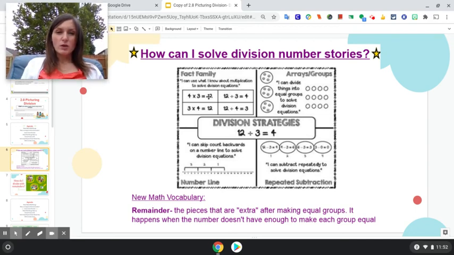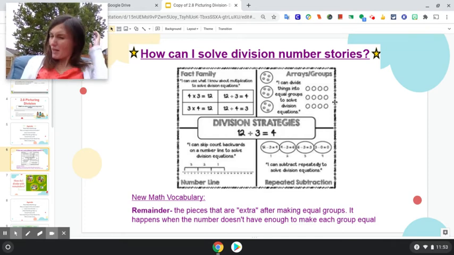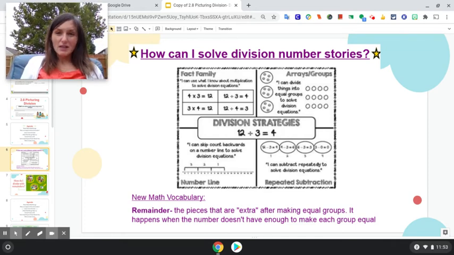So that's definitely one strategy we can use. We can use arrays or equal groups. That's what we've been learning with the multiplication, using these equal groups here. We're doing the same thing but making it over here into an array with those rows and columns. You could do repeated subtraction or even skip counting on a number line.